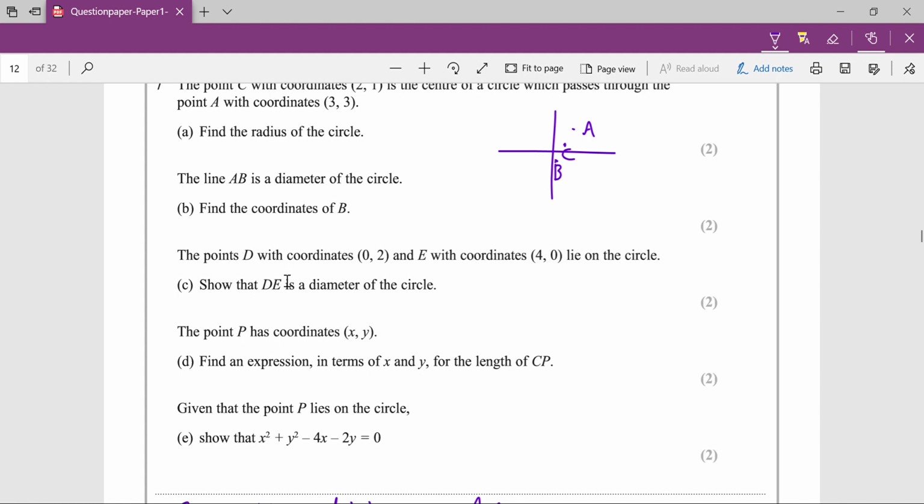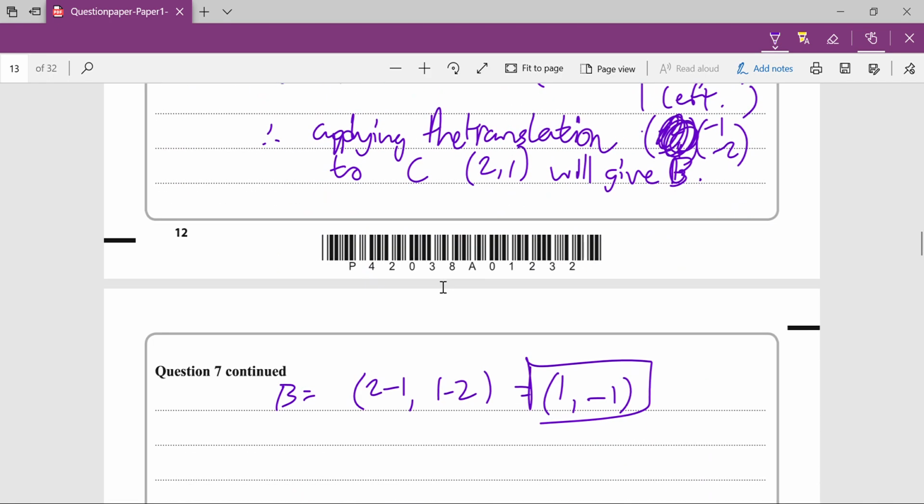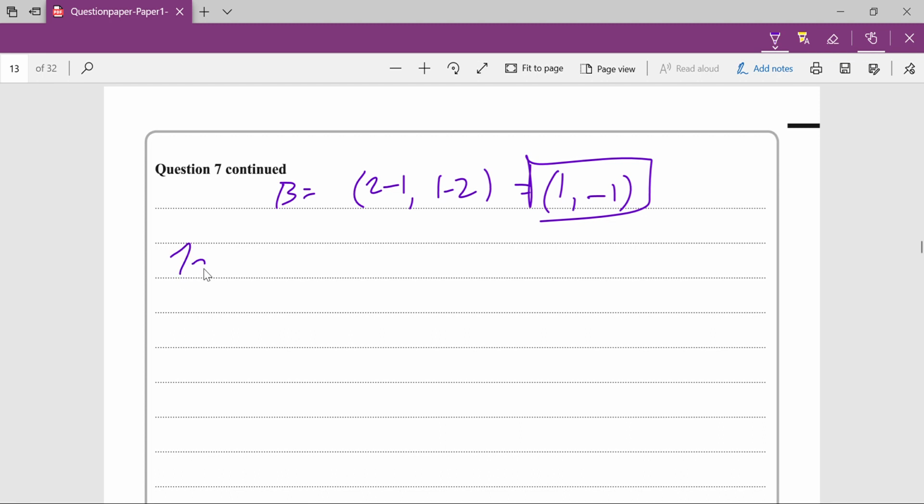The point D with coordinates 0, 2, and E with coordinates 4, 0 lie on the circle. Show that DE is the diameter of the circle. Alright, so I think we'll need to show that DE passes through the point C. So what we could do is find an equation for the line DE.